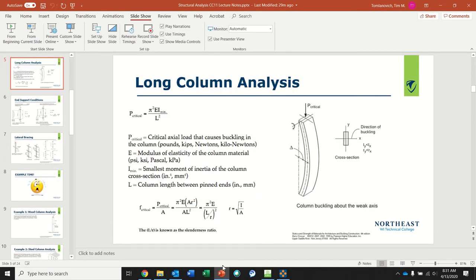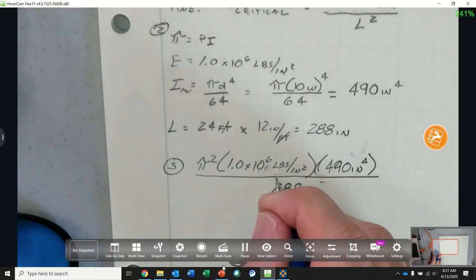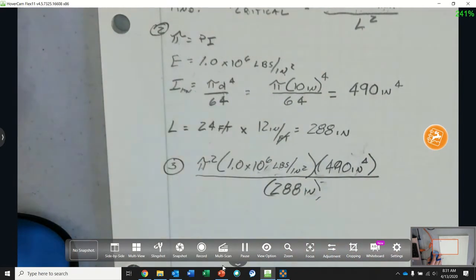Okay, pi squared times E times I, divided by the buckling length squared, in pounds. Yep, that's right. So all the units cancel out. Pounds per square inch, inches. This is where I'm getting confused right there. I'm going to make sure. Here we go. I want to square this term.